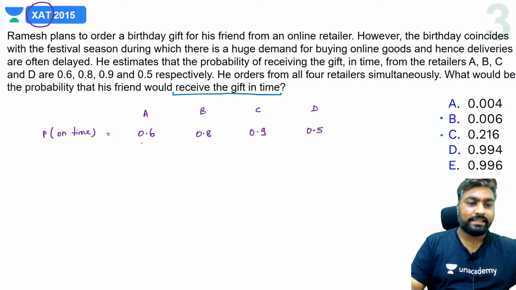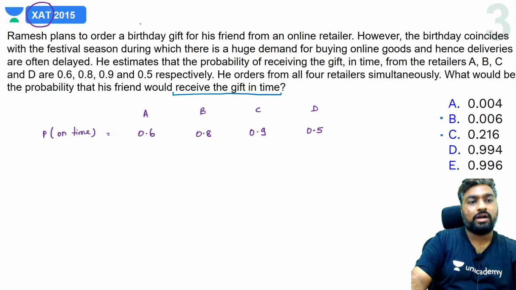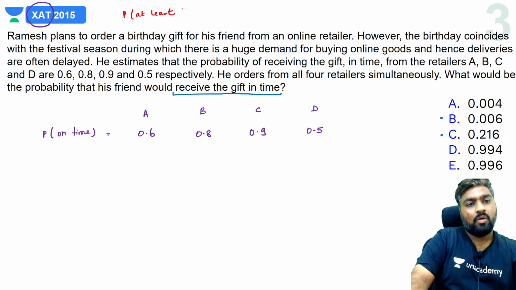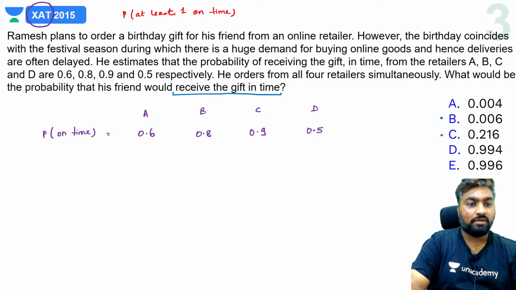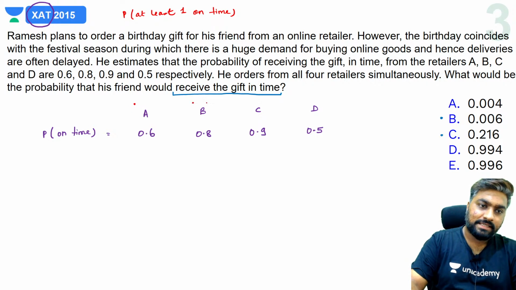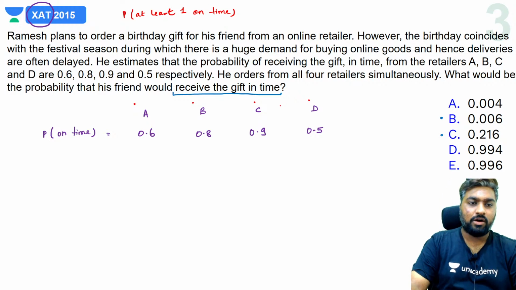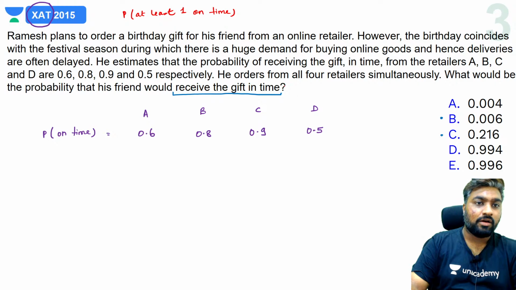So the question indirectly is asking for what? Probability of at least one being on time. Yes, probability of at least one being on time. मतलब या तो A से आ जाए, या B से आ जाए, या C से आ जाए, या D से आ जाए, right? That is only one delivering on time. Or even if two stores are delivering on time, there's nothing wrong. If 3 stores deliver in time, nothing wrong. All 4 stores deliver in time, nothing wrong. What will be wrong? If none of them deliver on time, right?